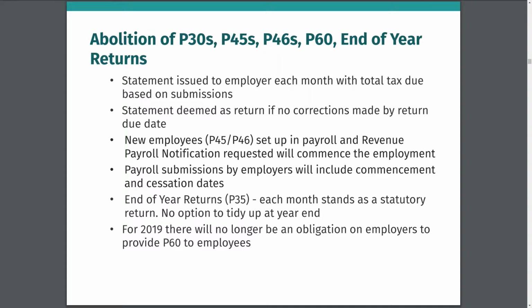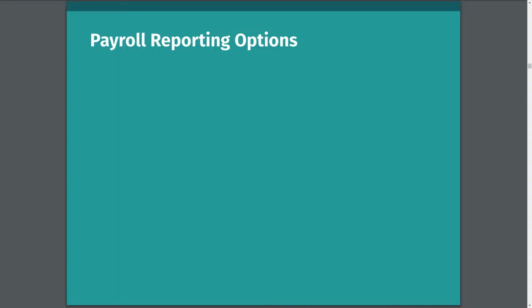The end of year return, the P35, is now gone, and there isn't an end of year return required. Every month is now a statutory return. There's no option to tidy up at year end. So it is very important that you actually look at your processes at the moment, particularly if you are focused on the end of year, and try to put processes in place that will allow you to do this monthly. For 2019, you'll also no longer be obliged to provide a P60 for your employees, and instead the employees will have the option to go onto My Account and access an end of year statement through the My Account portal.